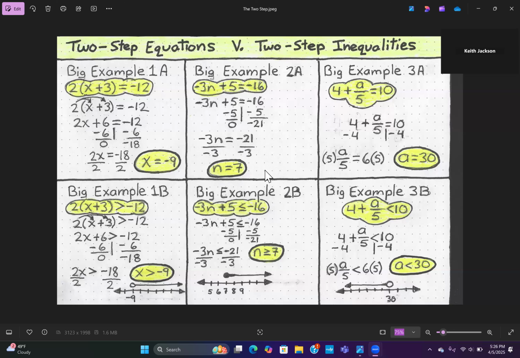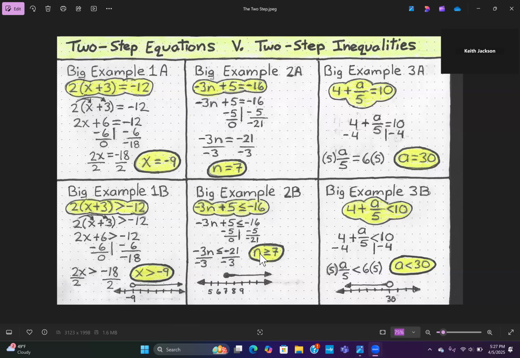Now let's take a look at its counterpart in big example 2b, in which we have 3n plus 5 is less than or equal to a negative 16. We perform precisely the same operation. Again, we subtract 5 from both sides, getting that 0 right there. And then we have a negative 16 plus a negative 5 will give us that negative 21. And so all we have right here is that a negative 3n is less than or equal to a negative 21.